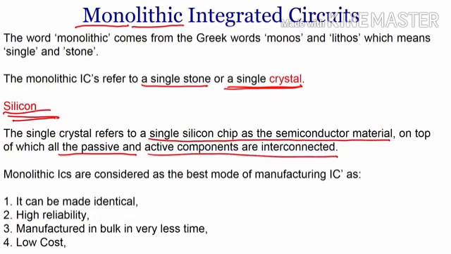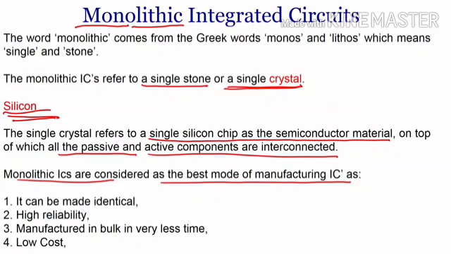Nice. Now, what is the advantage, or why are monolithic ICs considered the best mode of manufacturing ICs? Why are they considered best? Let us see what makes them best.